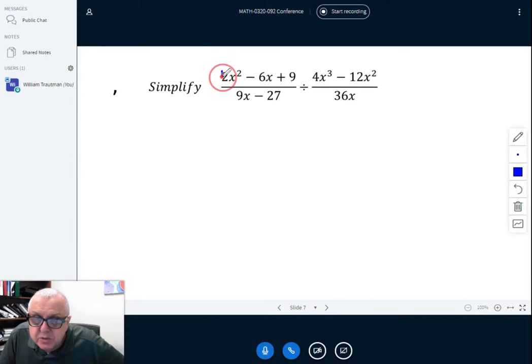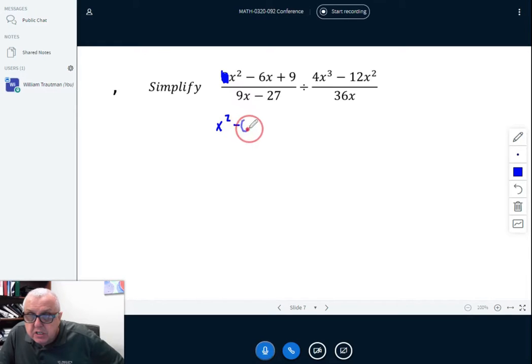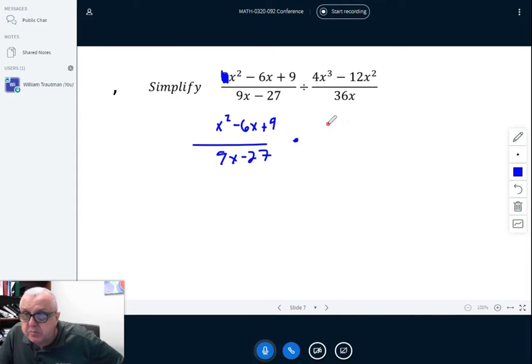Okay, so this 2 is not supposed to be here. In the review sheet, that 2 is not there. So once again, the first fraction stays the same. The second fraction changes to multiply, and the second fraction flips.